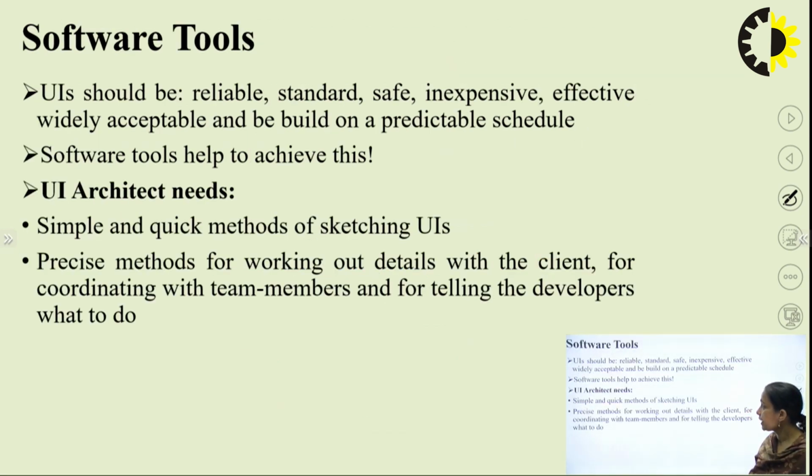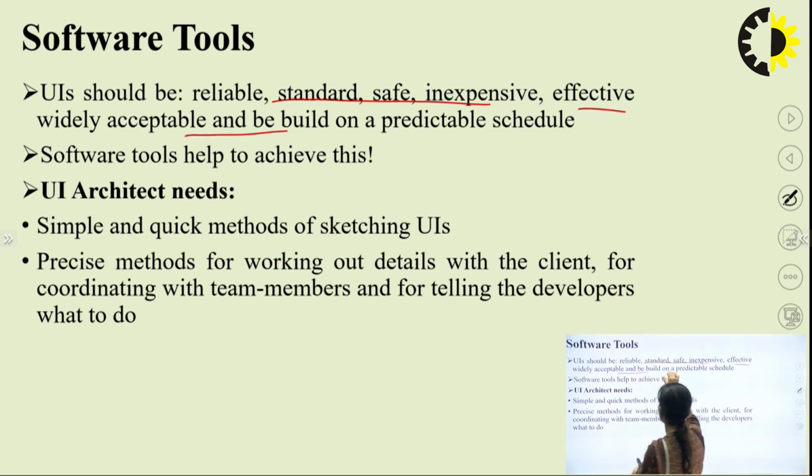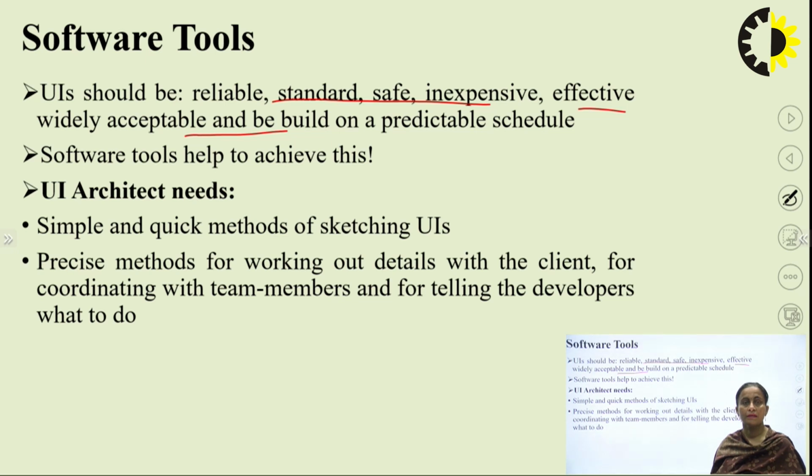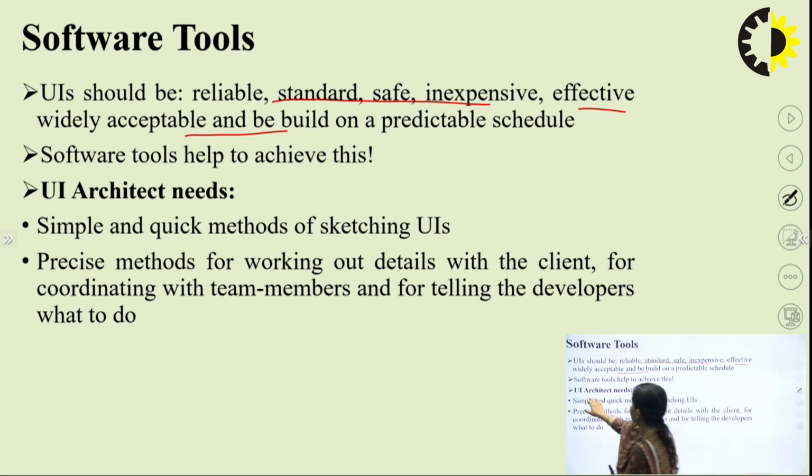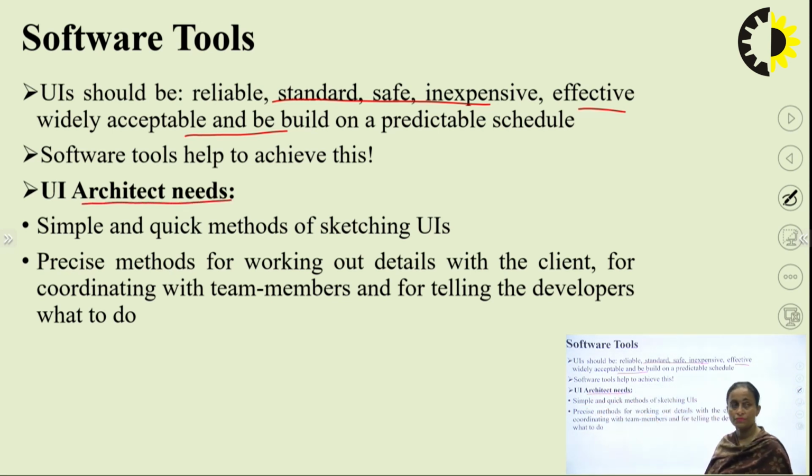Software tools: UI should be reliable. Everybody wants the user interface to be reliable, standard, safe, inexpensive, and effective, its output should not change, it should be widely acceptable, and it is to be built on a predictable schedule. These software tools help us to achieve this. The need for using software tools is that they should give us standard results and be very reliable. Then, what is the UI architect requirement for making these software tools?